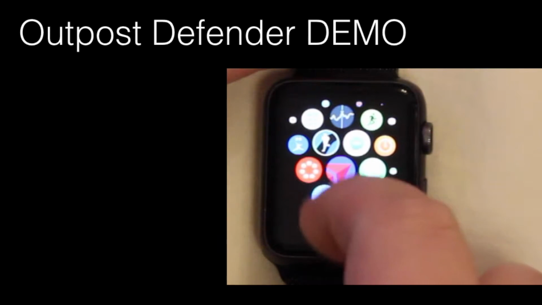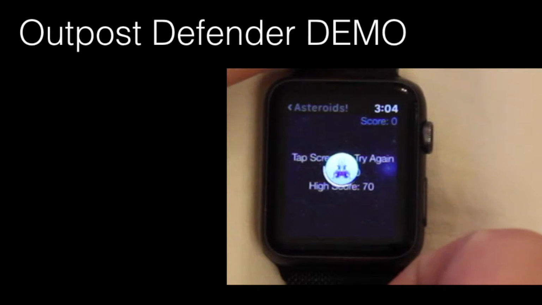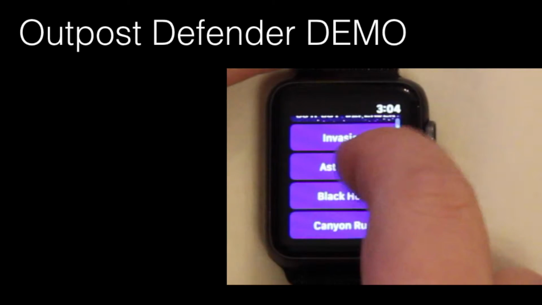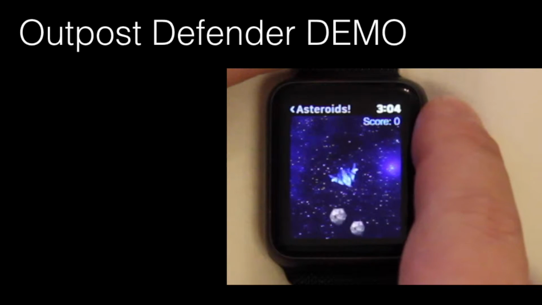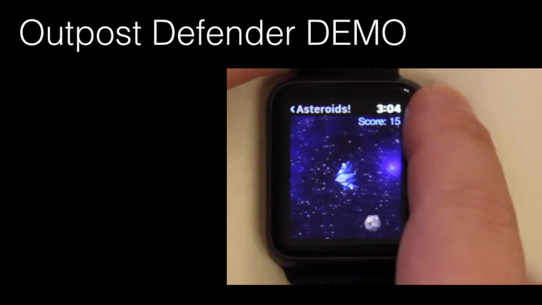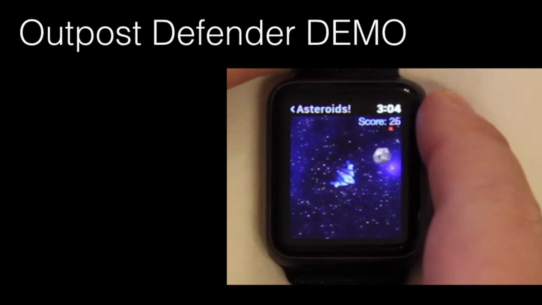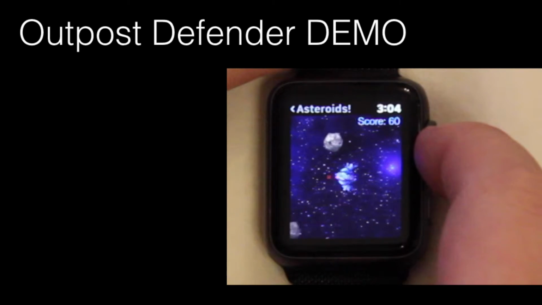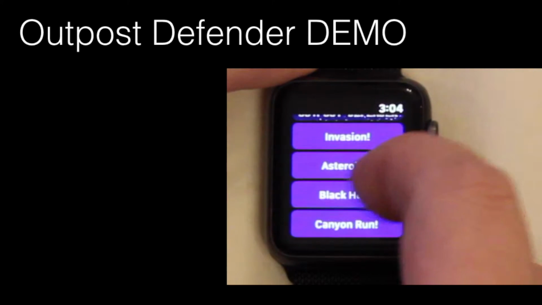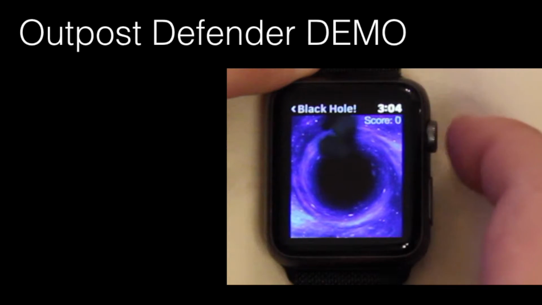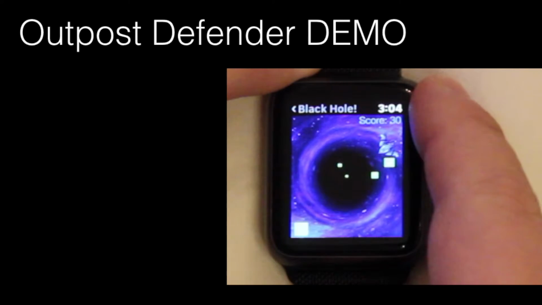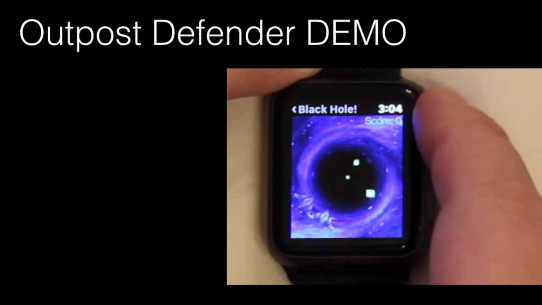Game just crashed. We'll just open it up again. So that's Invasion. We got Asteroids, where you spin around and shoot at things that are coming at you. Got Black Hole, where you slide around the outside of this black hole and try to avoid the green particles that are being shot out.